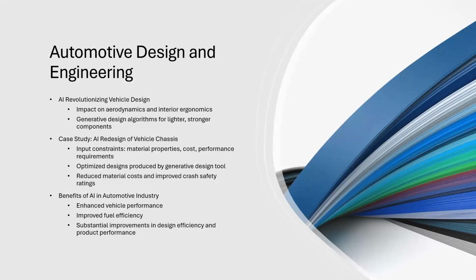So if you look at the car design, as a conclusion, AI can help us look at the aerodynamic and interior design, and then look at the different constraints. We can feed different constraint parameters to AI. It will look at the material properties, the costing factor, and the performance requirements, and we are able to optimize the design from the different generated designs.